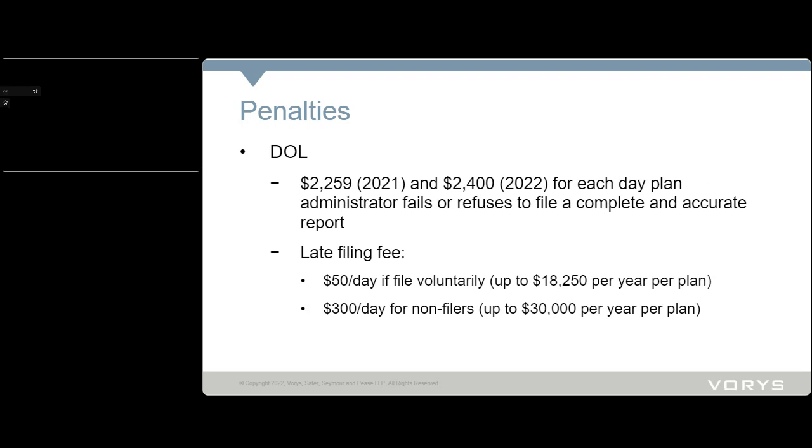And you can see it's going up to $2,400 for the 2022 Form 5500. And then we also have different late filing fees of $50 a day if you file it voluntarily, or $300 a day for non-filers, meaning they come in and you get audited and they see that you didn't file the return. And you can see the maximums there for the plan years.